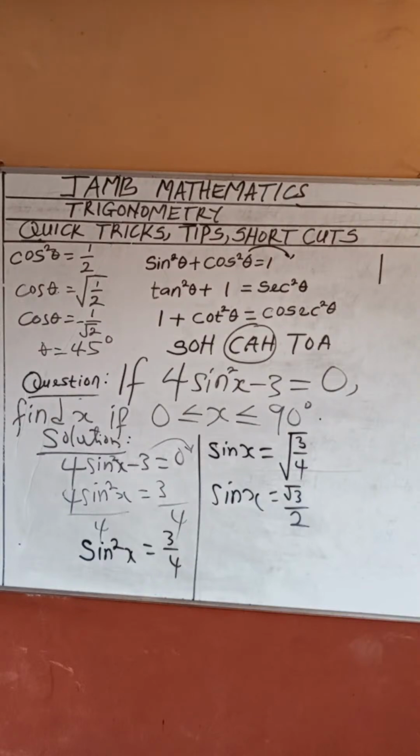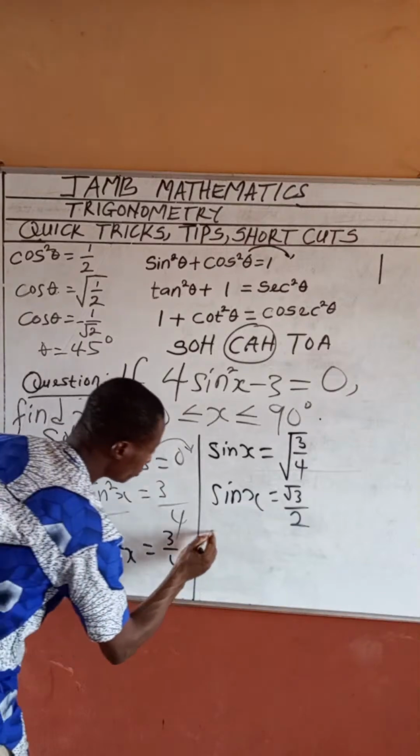So who can give us the answer? Where do we have root 3 over 2? So which one is going to give us root 3 over 2? Sine 60. So let's look at root 3. The square root of 3 divided by 2 is 0.866. So the answer is x equals to what?